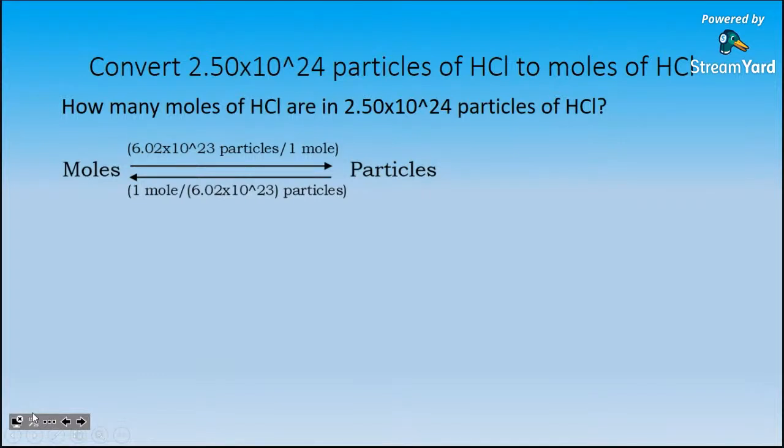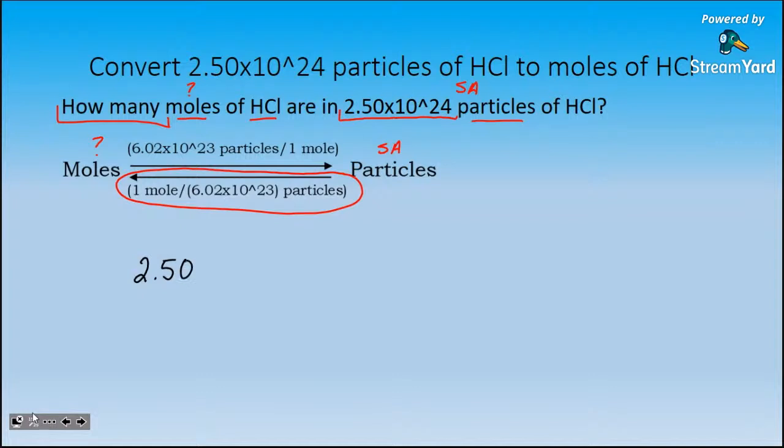Now let's look at the reverse. How many moles of HCl, so how many is my question, it refers to moles, of HCl, my substance, are in 2.50 times 10 to the 24th particles of HCl. So here's my starting amount. So I'm starting at particles, and I want to know moles. So as a result, I have to follow the lower arrow.